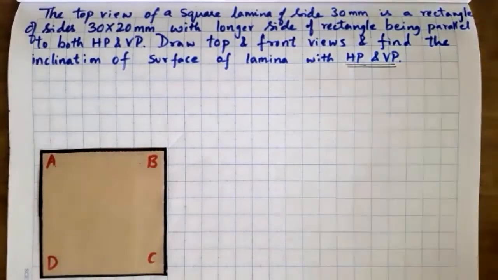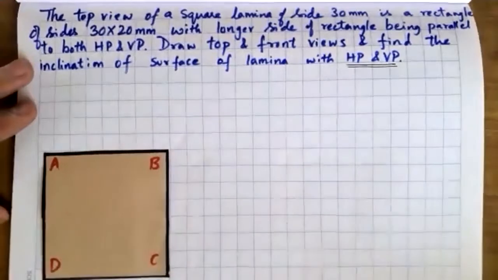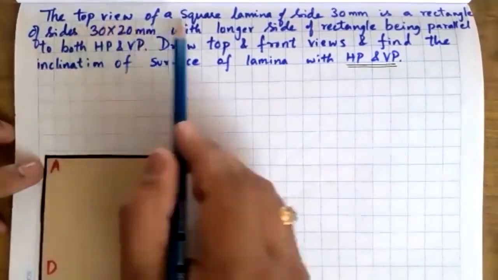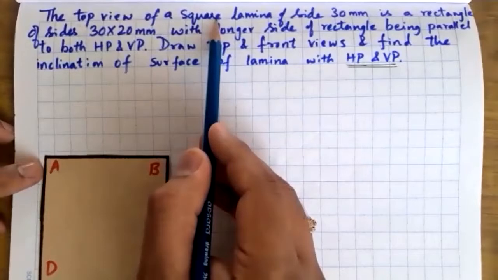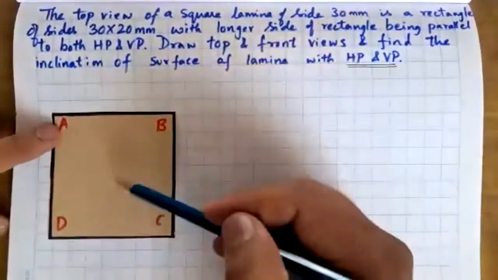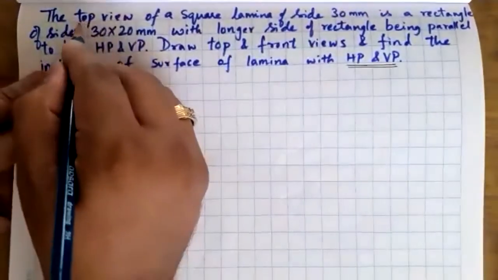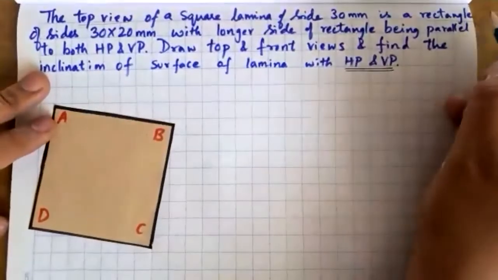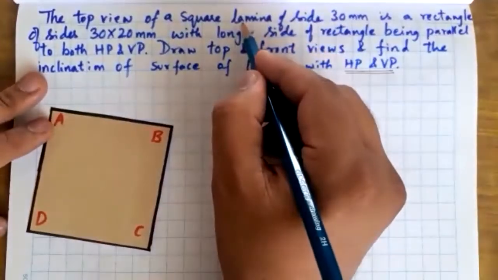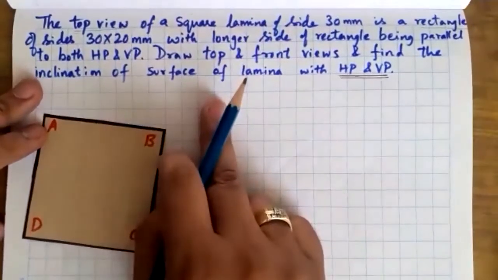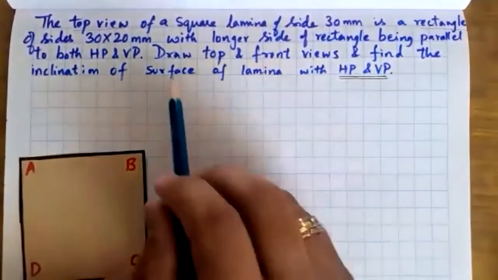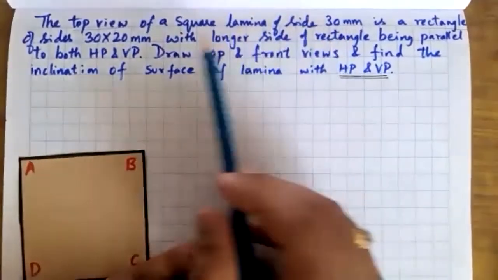Read the problem statement properly. The first and foremost thing is to read the problem statement properly. The top view of a square lamina of 30 mm side. The lamina is of 30 mm sides and the top view is a rectangle. You need to read like this: the top view is a rectangle of the square lamina. The problem statement will be given just like what you are reading now. Reading the sentence and understanding the problem is very, very important.